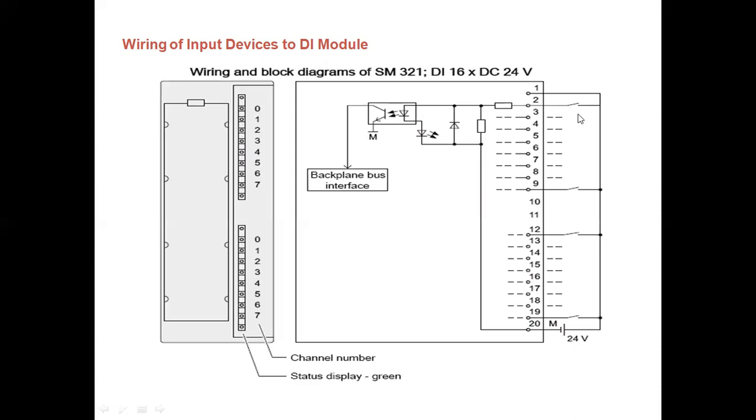Then we have a switch. The switch has two wires. One end of the switch is connected at number 2 and the other end of the switch is connected to the positive end of the supply, 24 volt DC.